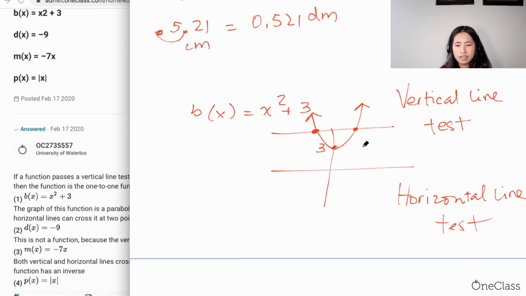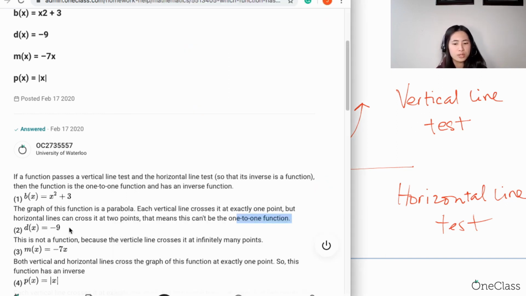So that's why this is really important, because you don't have to go and look for your inverse function. That's why this horizontal line test is important. And it actually saves you time to go and look for your inverse. Okay, great. So I hope you understand the difference between the vertical line test and the horizontal line test by now, so we can move on to the other questions.